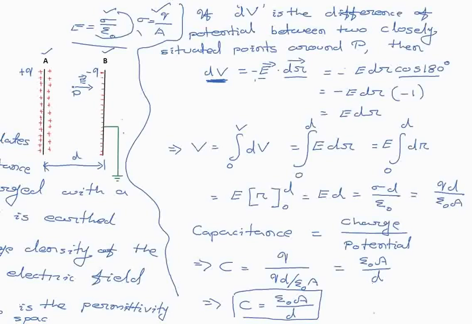From this expression we can conclude that the capacitance of a parallel plate capacitor with an air medium in between the two plates is directly proportional to the cross-sectional area of the two plates, and capacitance is inversely proportional to the separation between the two plates.